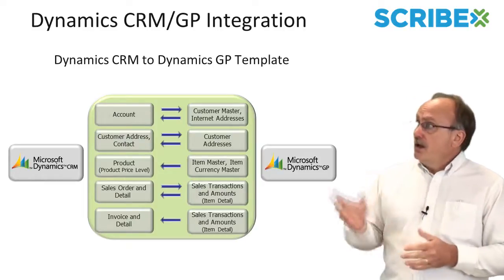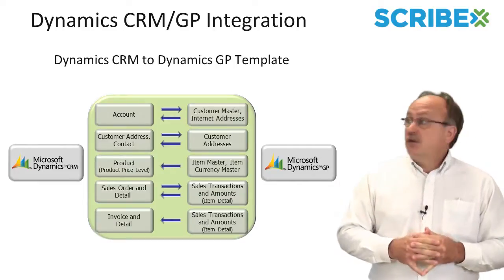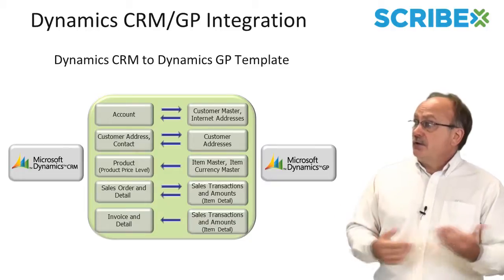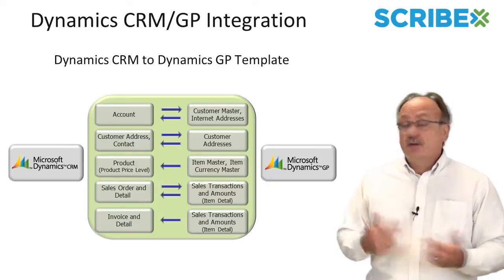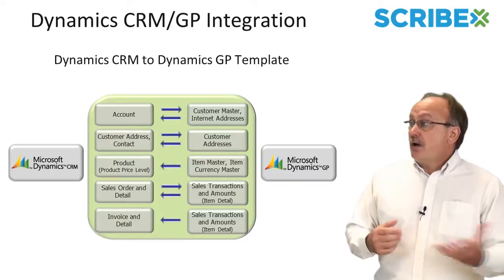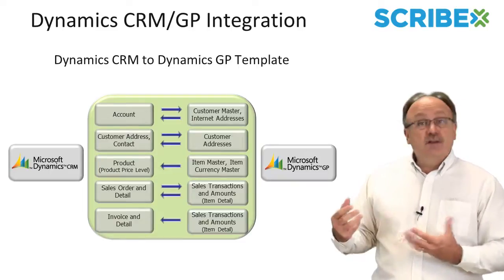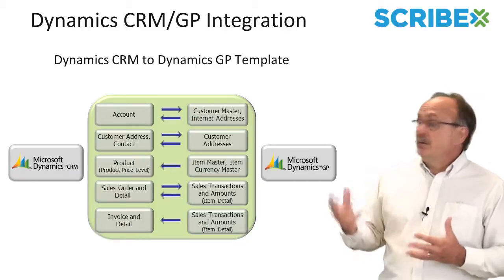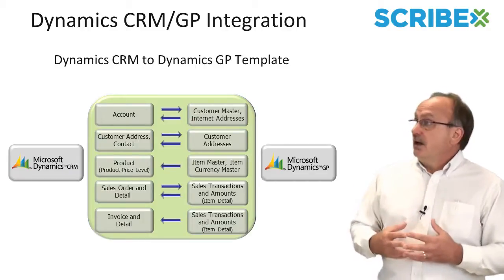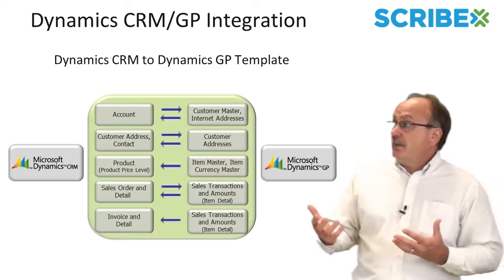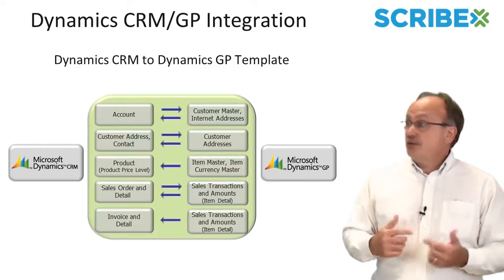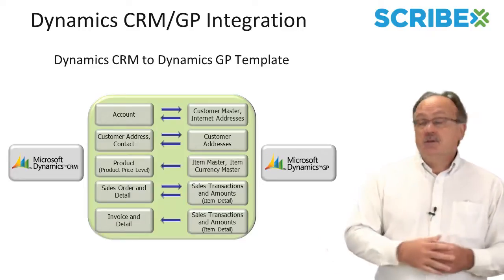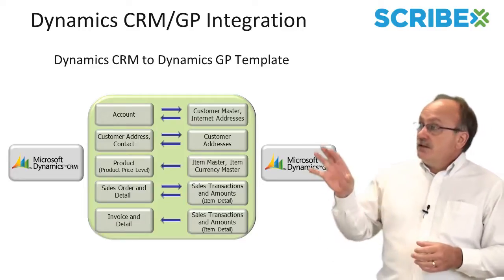Within the solution template that I'll be sharing with you today, these will be the touch points. You can see account to customer, and address to address on the CRM to ERP side. Products will be moved in a single direction from GP up into Dynamics CRM because GP is usually the master of that data. Sales transactions and amounts will be flowing in both directions. And then the invoicing typically will flow from GP back up into Dynamics CRM. So that's the solution template.